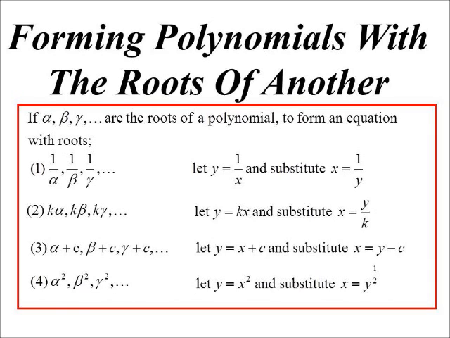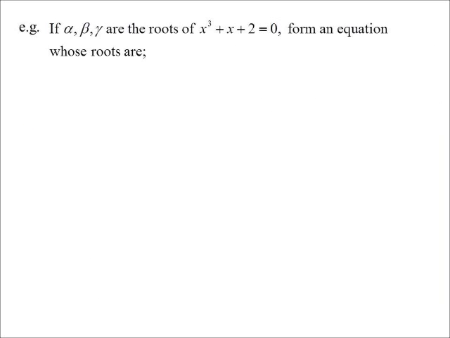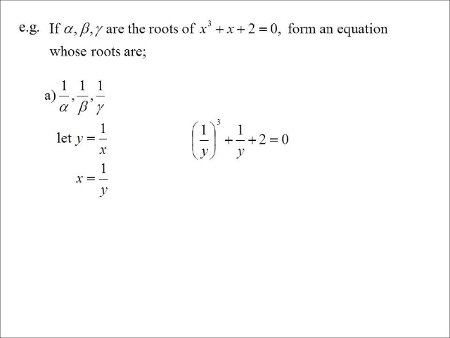So let's have a look at some examples. Our original cubic is x cubed plus x plus 2 equals 0, and alpha, beta, gamma are the roots of that. We're going to create new ones. Let's have a look at that first type we talked about, where the solutions are the reciprocal of the solutions to the original equation. So I'll let y equal 1 on x, make x the subject, then substitute that into the original polynomial equation. Now, of course, that's not a polynomial, because we've got pronumerals on the bottom of the fraction. Remember our rules for polynomials, the powers have to be positive integers.